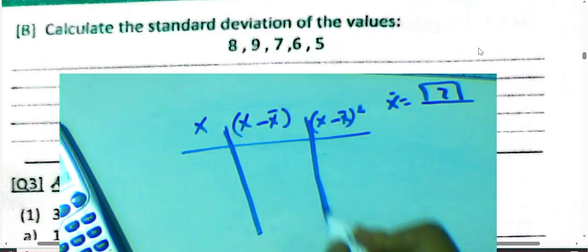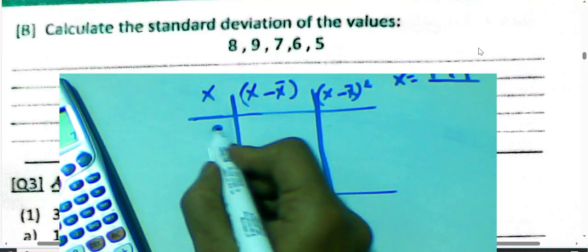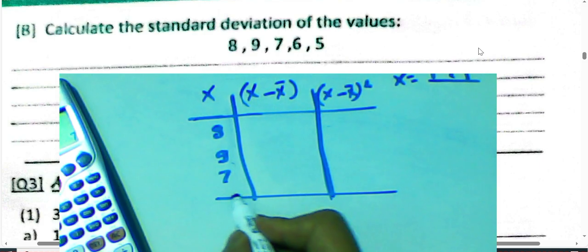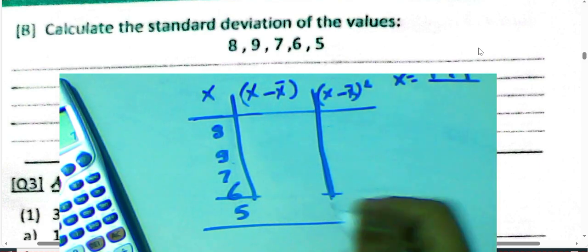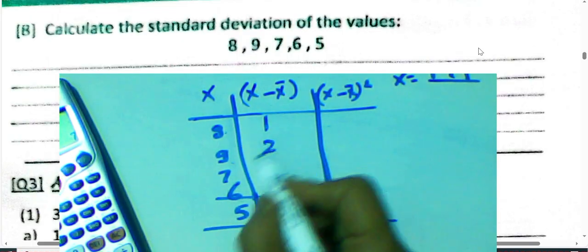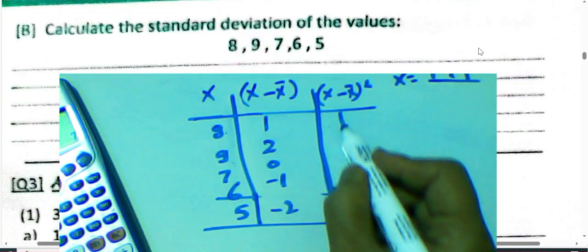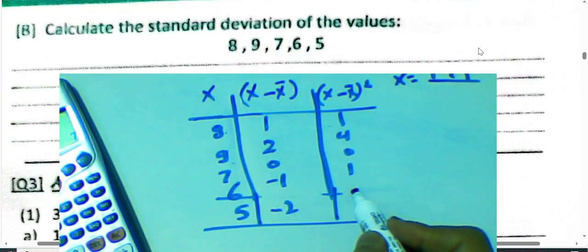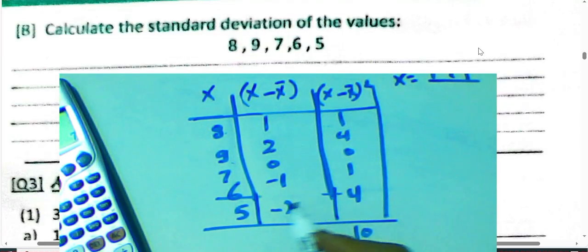Do you remember the steps? Write the steps with me, okay? This table, write the elements 8, 9, 7, 6, and 5. 8 minus 7 is 1, 9 minus 7 is 2, 7 minus 7 is 0, 6 minus 7 is negative 1, 5 minus 7 is negative 2, power 2 about all numbers. And then collect the result. 1 plus 4 is 5, 5 plus 5 is 10, and the number of elements was 5.